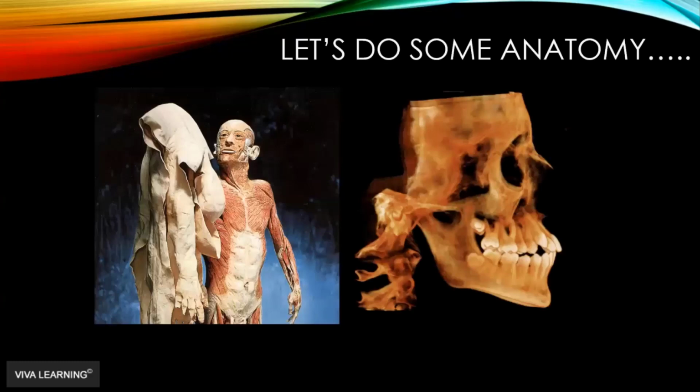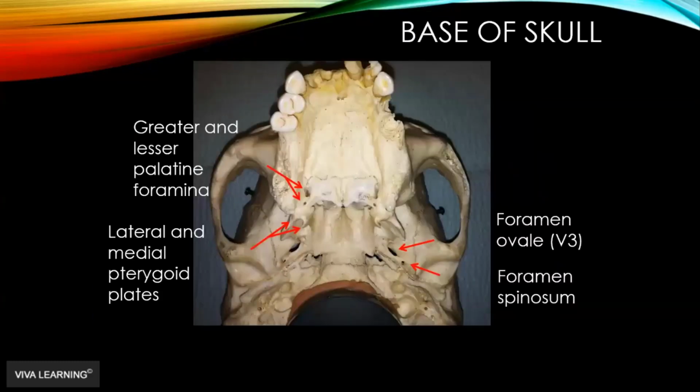Okay, so good. Let's do some anatomy now. We're going to look either at a diagram or at the actual skull before we go and look at what things look like on the CBCT images.